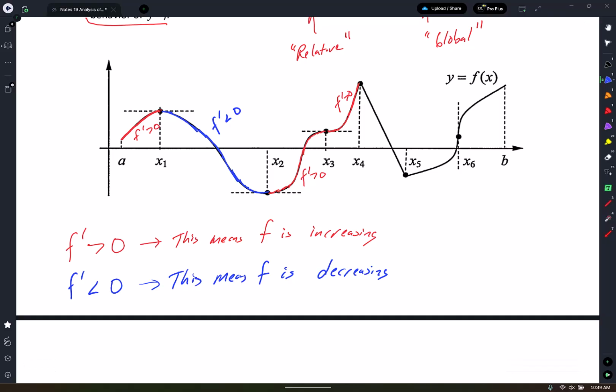Between x4 and x5, perfect. F prime is negative. Between x5 and x6, positive. Between x6 and b, positive. So catch up to here.